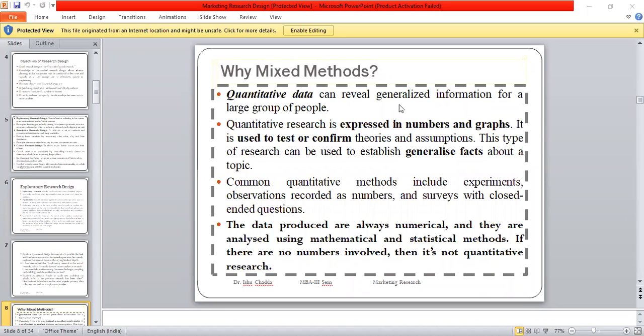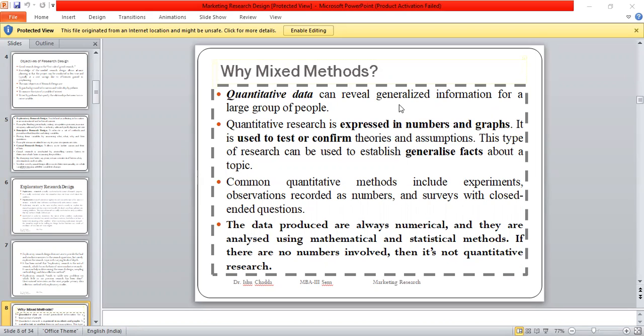What is quantitative data? Quantitative data is concerned with when you want to generalize the information towards a large group of people. When you have a very large group of people and you want to generalize their information, you use quantitative data. Quantitative research is expressed in numbers and graphs. It is used to confirm or test our theories and assumptions. This type of research can be used to establish generalized facts about the topic.